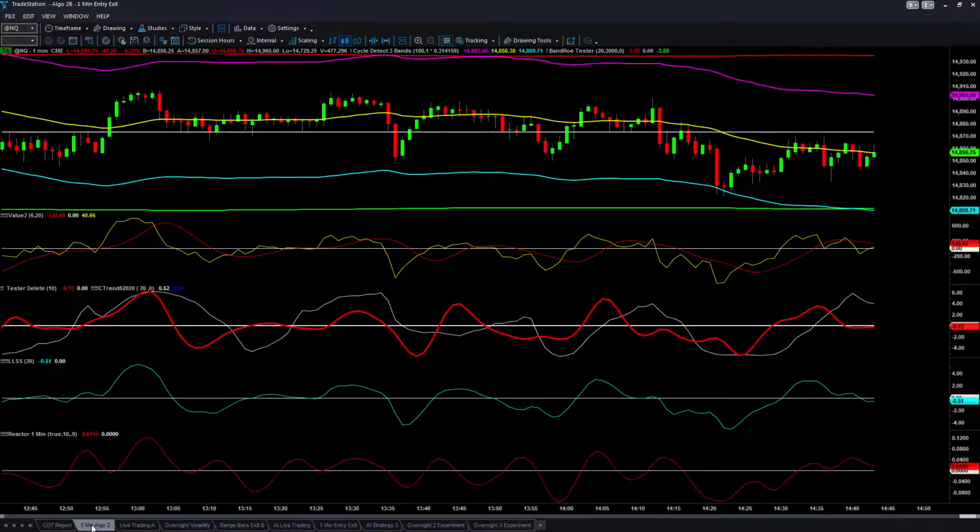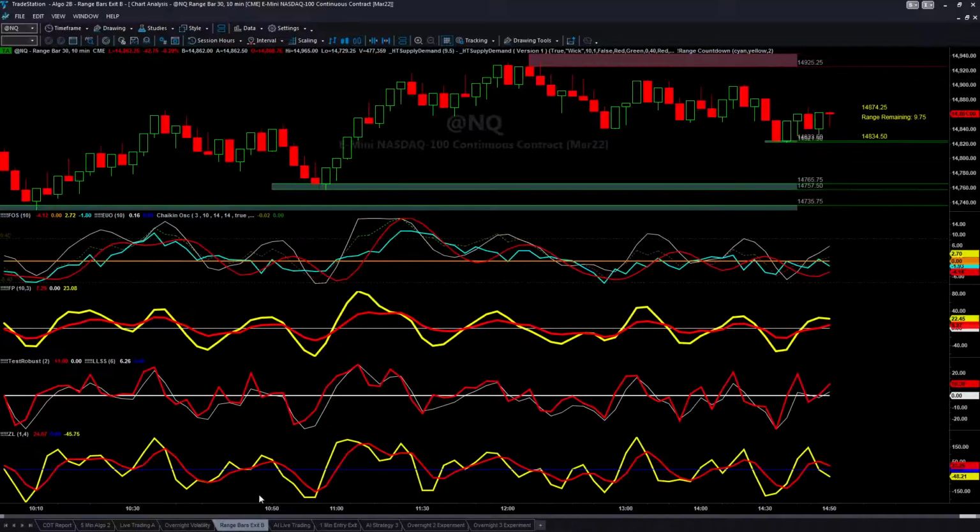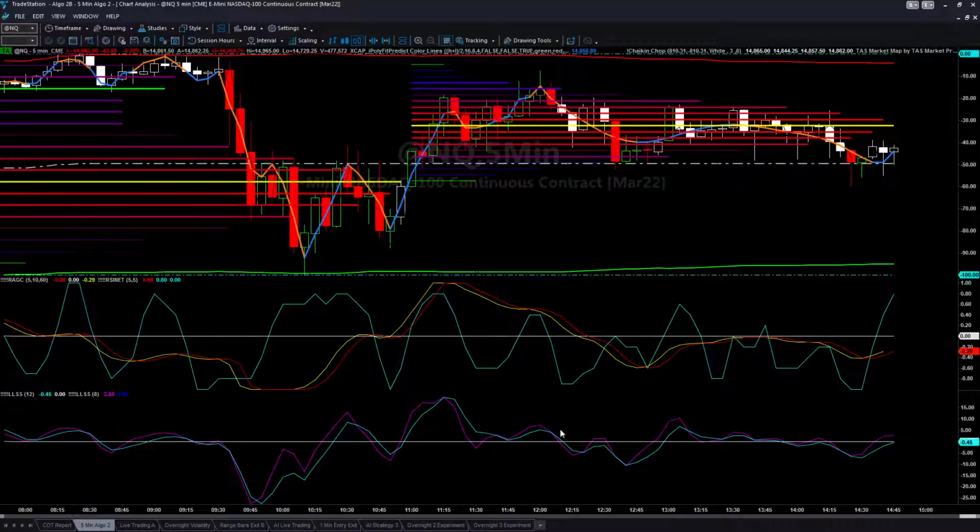All right, we'll just come back here to the 5. And let me take a quick peek at the range bars here. Look at that. Smack sideways. It's just bouncing around right there. Okay, 2 more minutes, and I'll switch it over in a minute to the other chart.